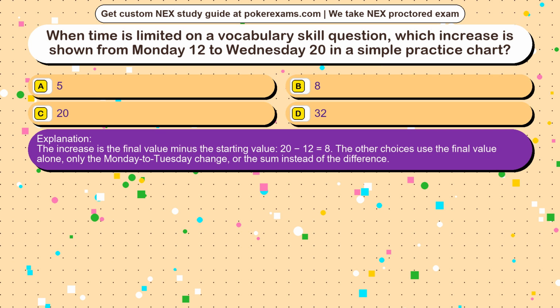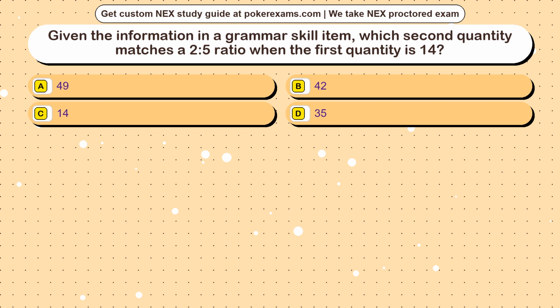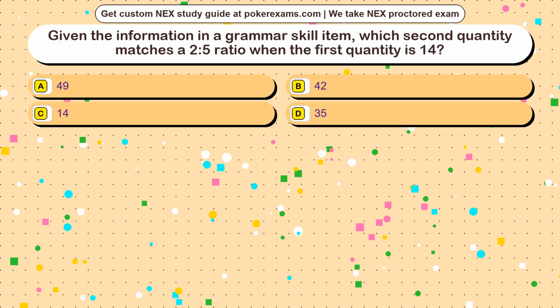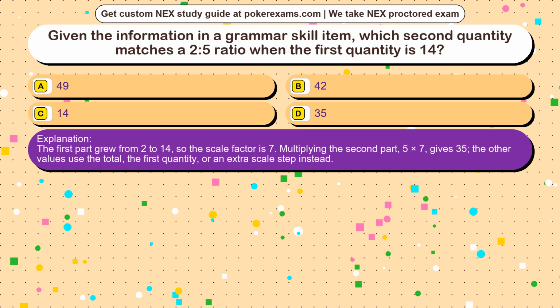difference. Question 6. Given the information in a grammar skill item, which second quantity matches a 2:5 ratio when the first quantity is 14? Option A, 49. Option B, 42. Option C, 14. Option D, 35. The correct answer is option. The first part grew from 2 to 14, so the scale factor is 7. Multiplying the second part, 5 times 7, gives 35. The other values use the total, the first quantity, or an extra scale step instead.